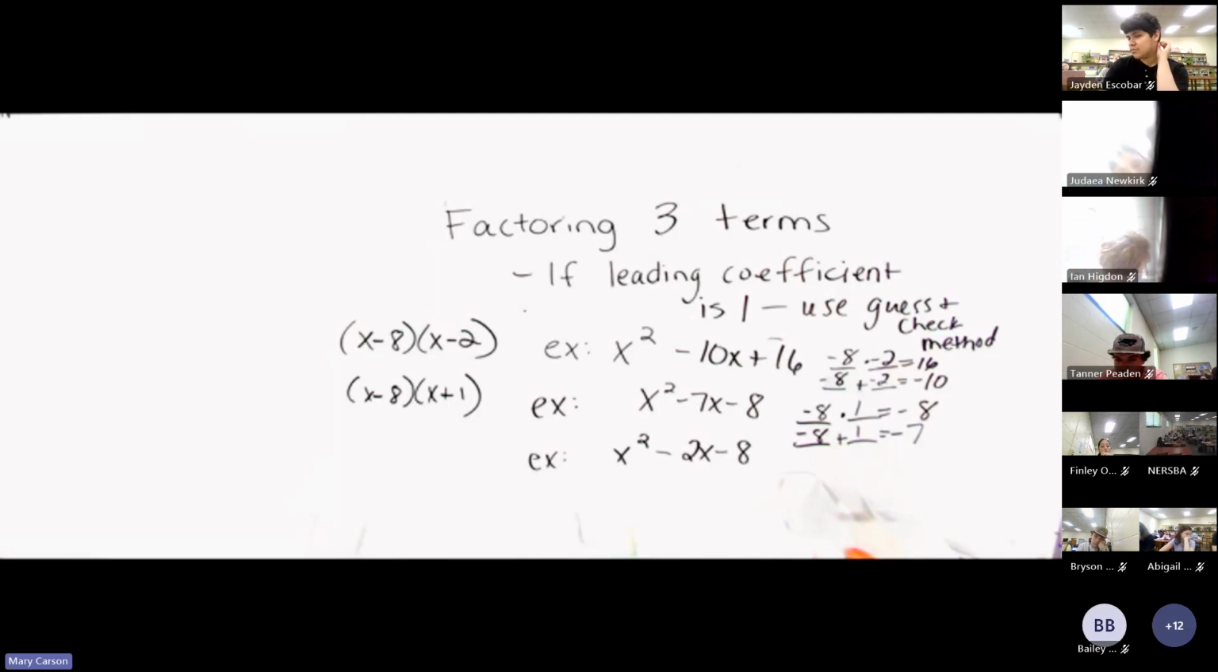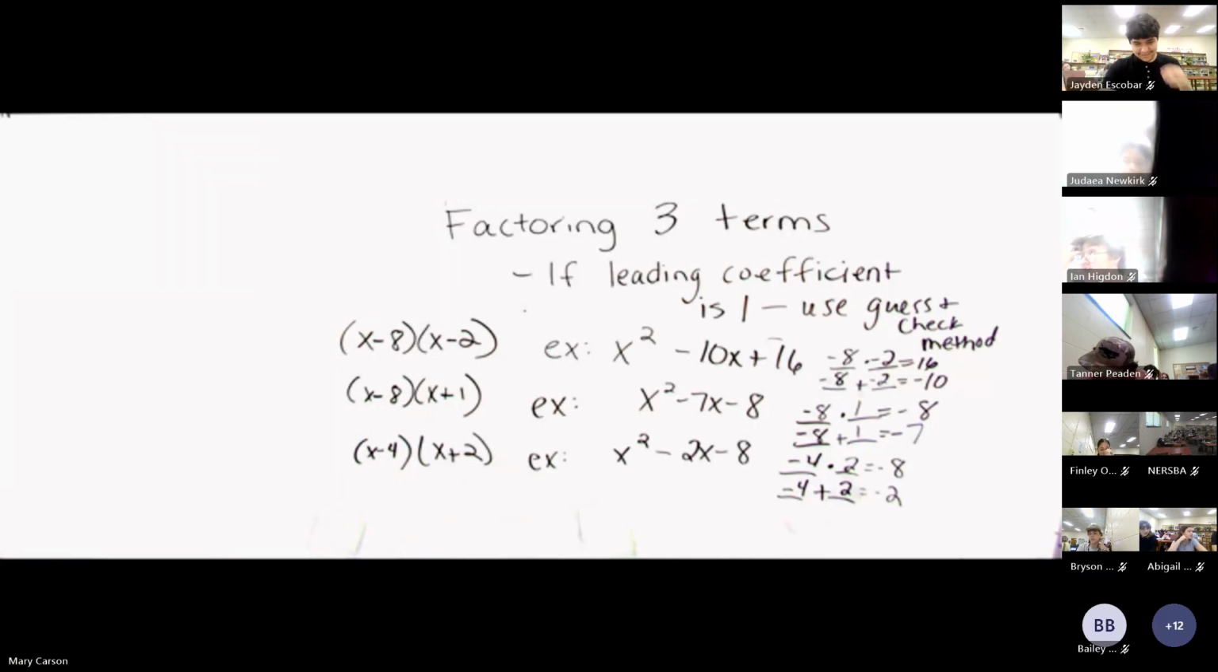All right, the last one. Two numbers that multiply to give you a negative 8, but add to give you a negative 2. All right, I'm seeing two different answers. We've got a positive 4 and a negative 2, and we've got a negative 4 and a positive 2. So negative 4 and positive 2 would give us the negative 2, which is what we want. So it would be x minus 4 times x plus 2. So we've got to be careful with the sign on these, okay? Questions? Everybody good with factoring three terms when the coefficient is 1?